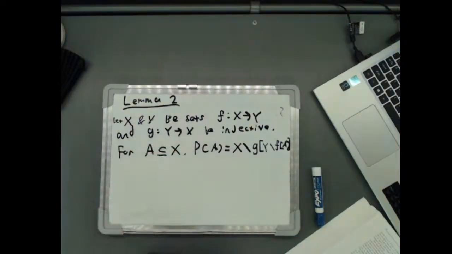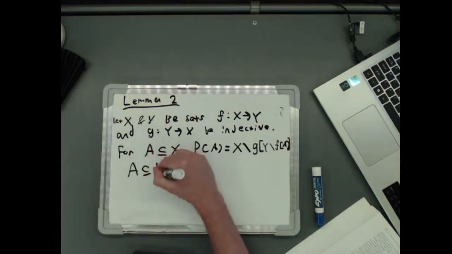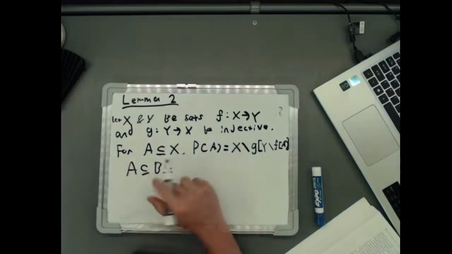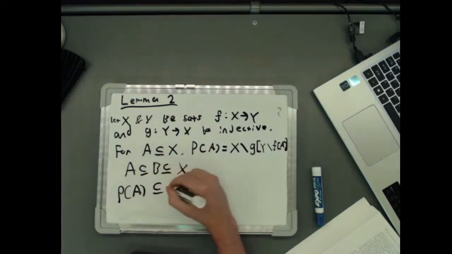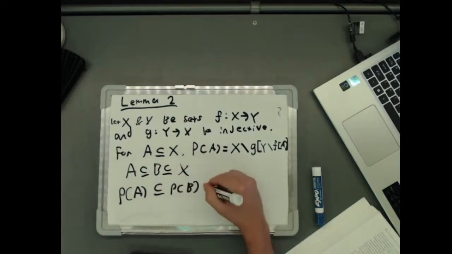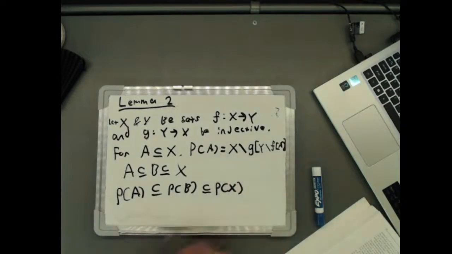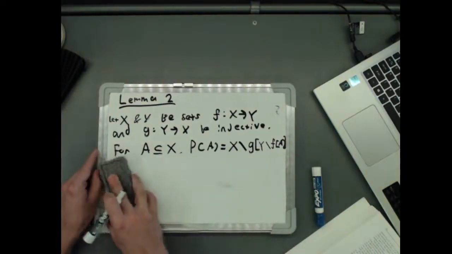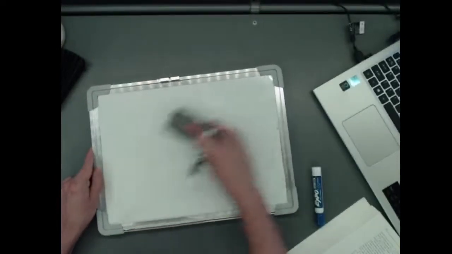What we're trying to prove here is take this function, which we've just defined. We're trying to prove that it is also monotonic. That is, for A is a subset of B is a subset of X, P of A is a subset of P of B is a subset of P of X. Funky stuff. So, let's go over the proof right now.